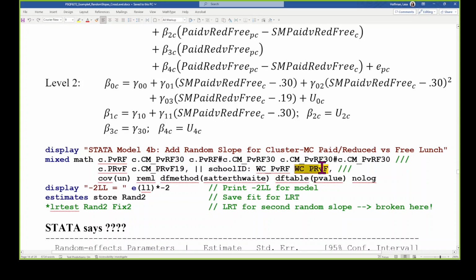So if I add a random slope, how many parameters am I adding to the model? 3. Yeah, so the variance is 1, right? Now what are the two that are less obvious that we're adding? Covariances. Yeah, the covariance with the stuff that was already there. That's what it ends up being.